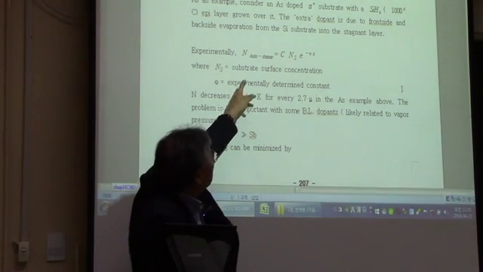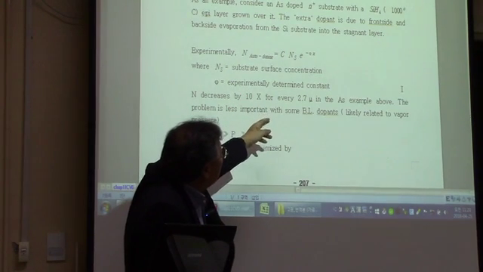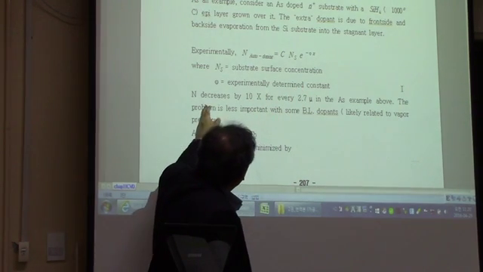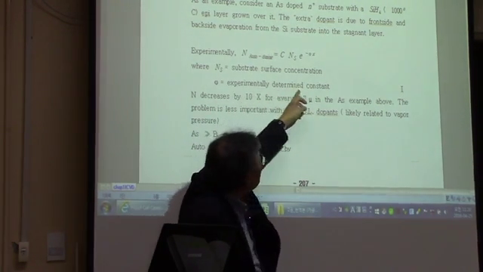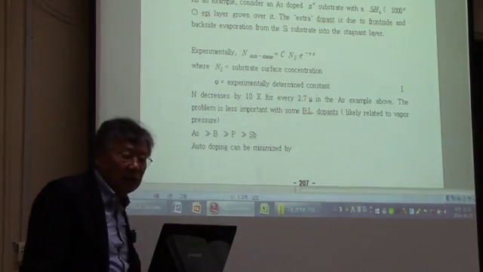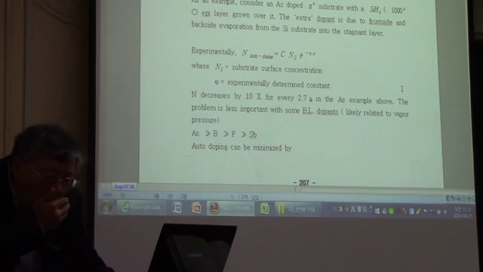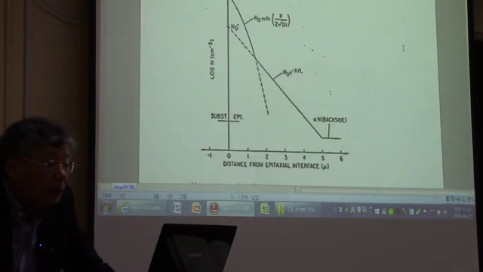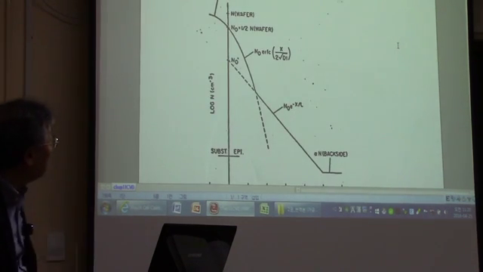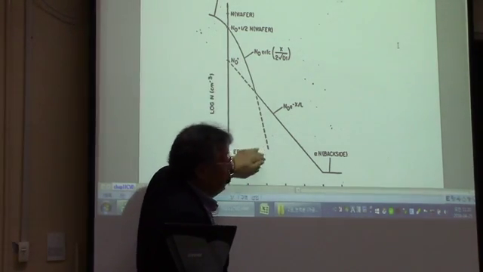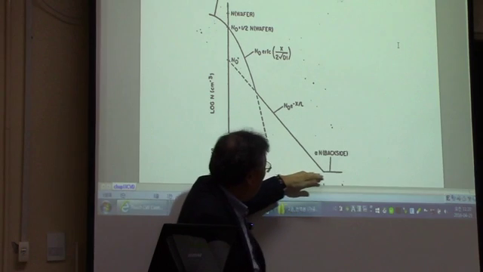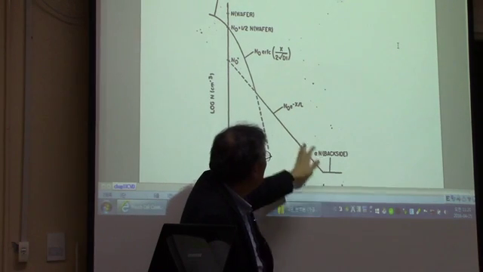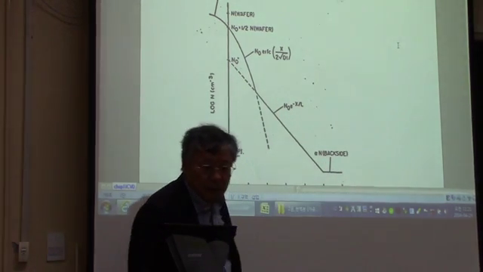Experimentally, the auto-doping concentration is exponentially proportional to the concentration, and that experimentally determined constant is going to be used for that. So it's different from system to system. Now, what we are going to have here is this profile from the out-diffusion from the source here, and this is from the backside auto-doping, and this is the front side auto-doping profile.